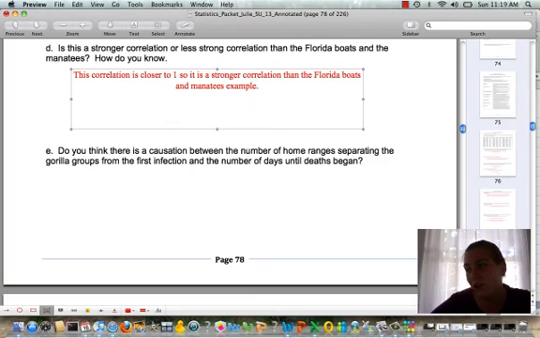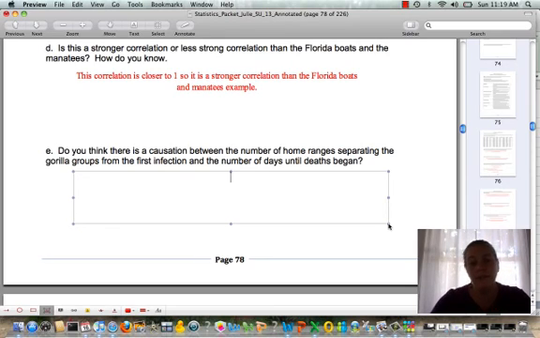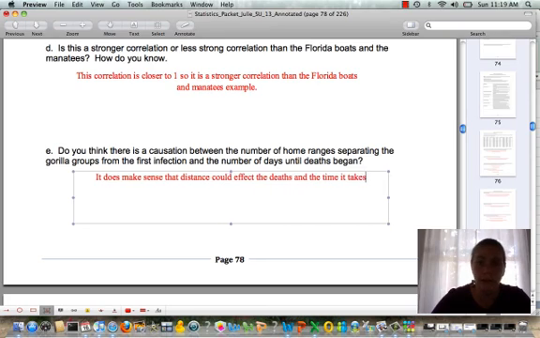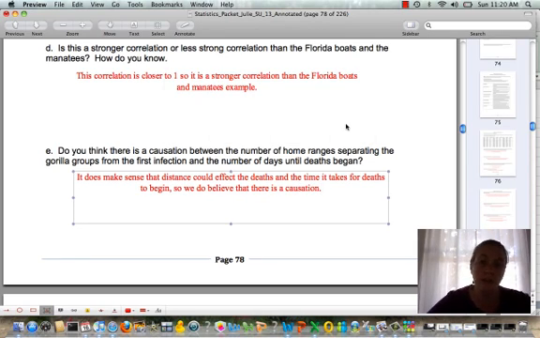Question E is asking: do you think there's a causation between the number of home ranges separating the gorilla groups from the first infection and the number of days? So it does make sense that distance could affect the deaths and the time it takes for deaths to begin. So we do believe in this example that there is a causation. Again, there might be instances where we don't see any causation.